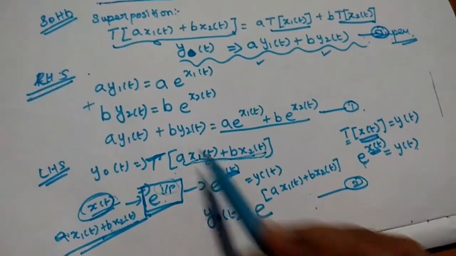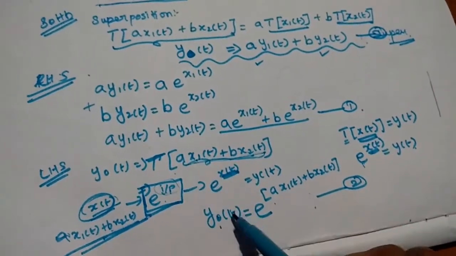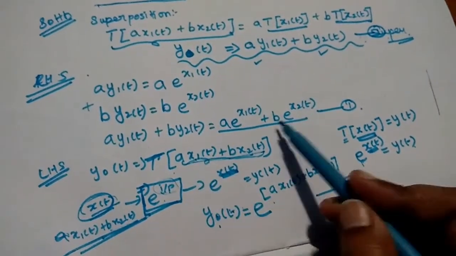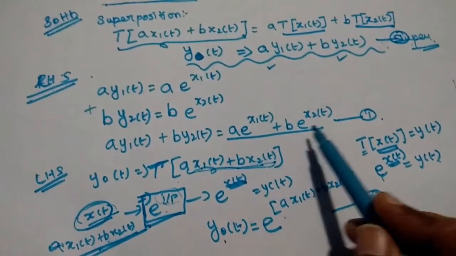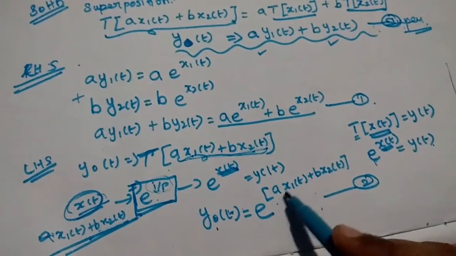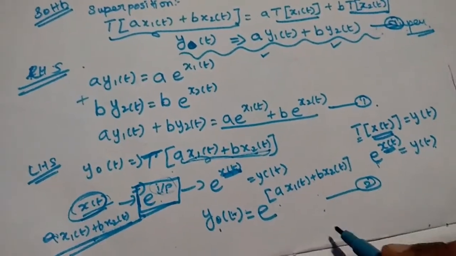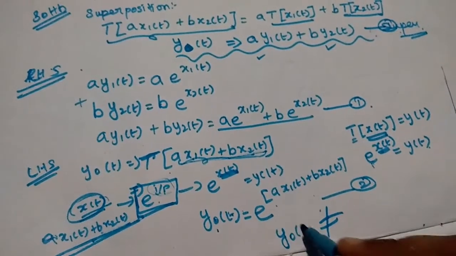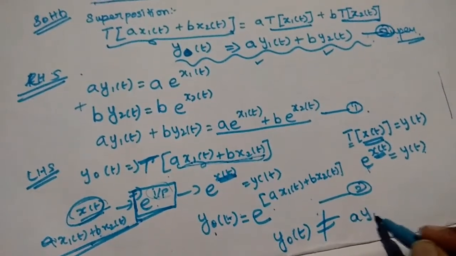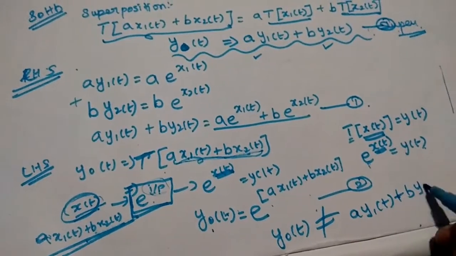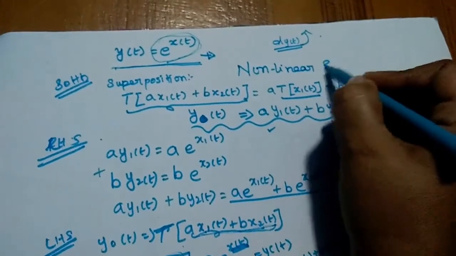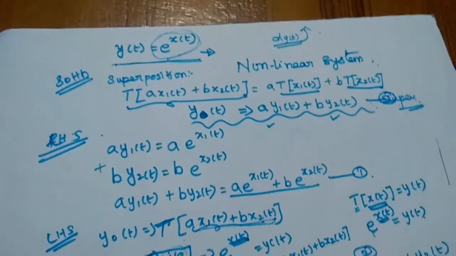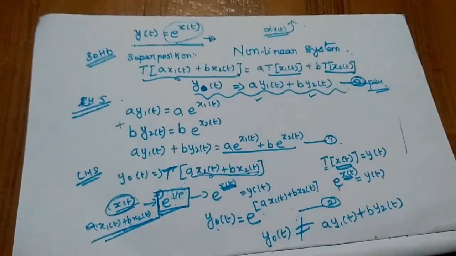Then in these two equations, the left hand sides are equal, right? Left hand sides are equal means the right hand sides should also be equal. But here it is a e power x1 of t plus b e power x2 of t, and here it is e power the whole term. So both are not equal. That is, y naught of t is not equal to a y1 of t plus b y2 of t. So this is a non-linear system. You all understand? So this is another method.